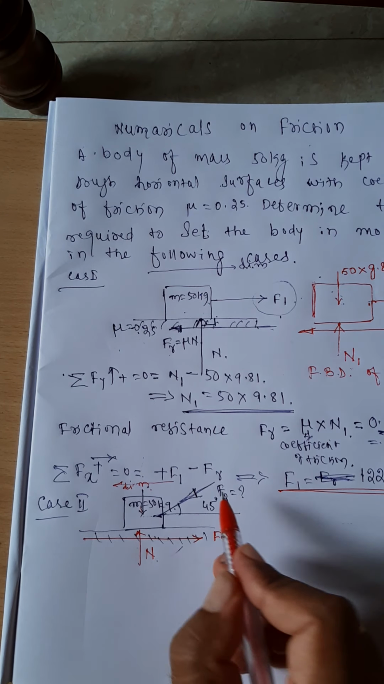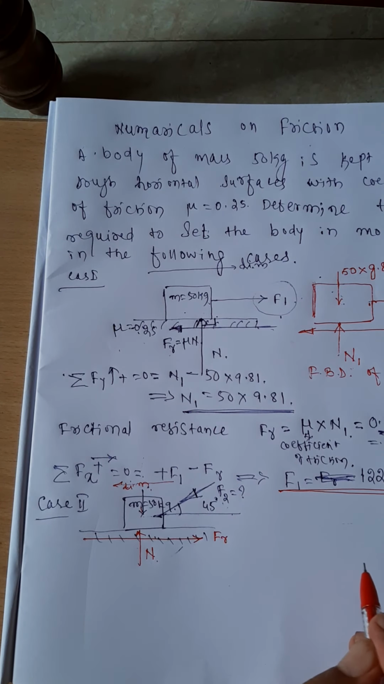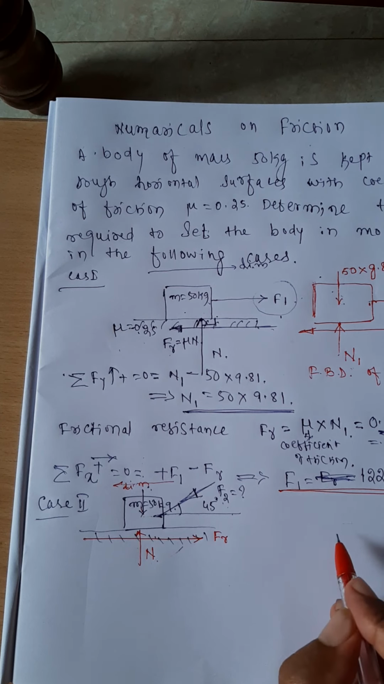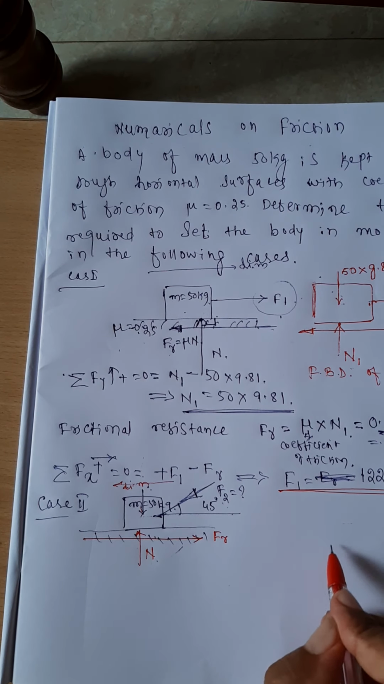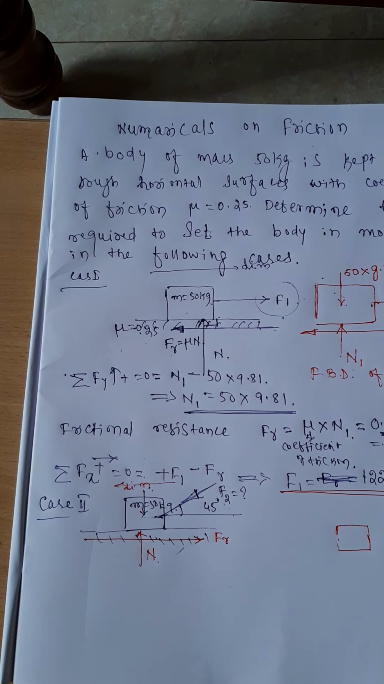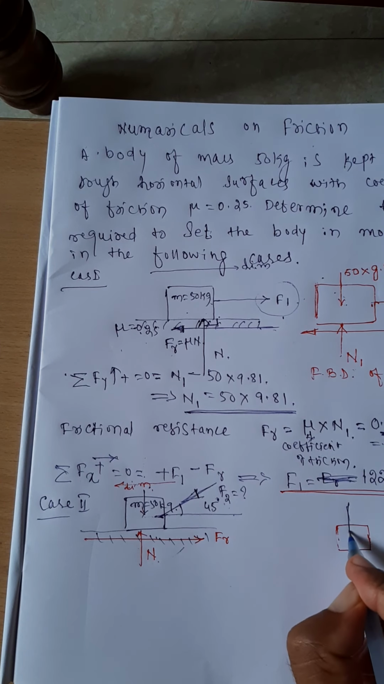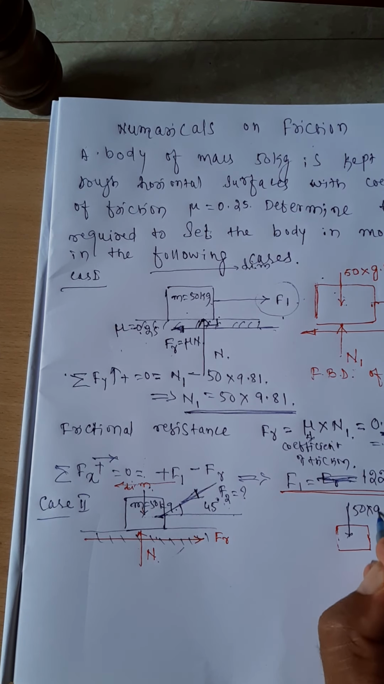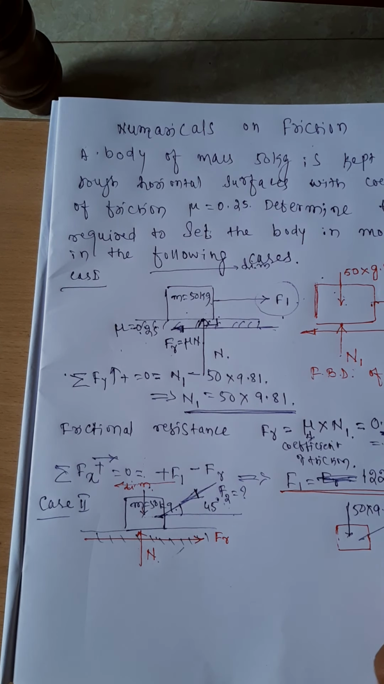Self weight of the body is acting in downward direction, this F2. I will draw the clear FBD of this block once again. Just see here, this is what the block is. In this block, the self weight is acting in the downward direction, equal to 50 into 9.81. I am applying the force inclined like this. This inclination is 45 degree. Is it all right? And frictional resistance is acting like this.